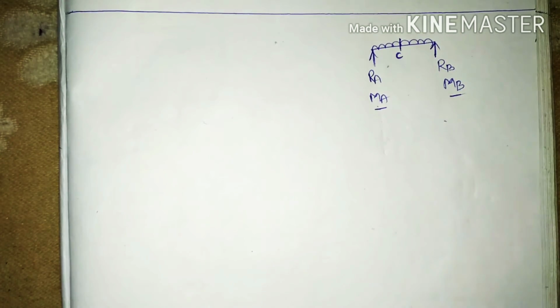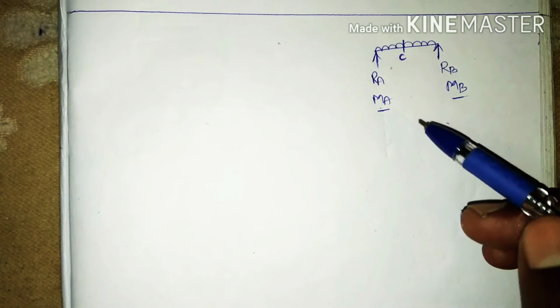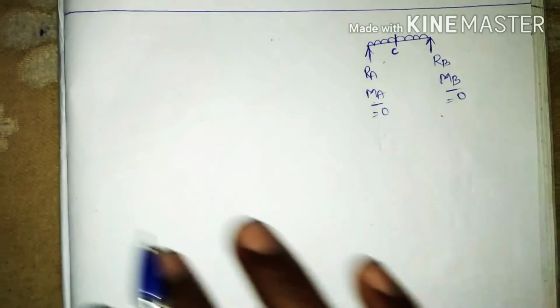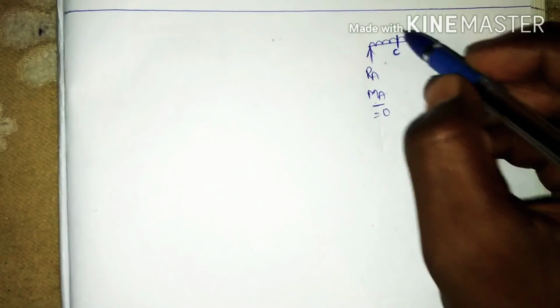To find the bending moment diagram, we are going to take moment about A and moment about B. Here we have a simply supported beam, so moment about A is equal to 0 and moment about B is equal to 0. Then we are going to calculate only moment about C.